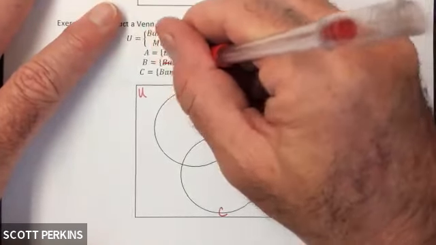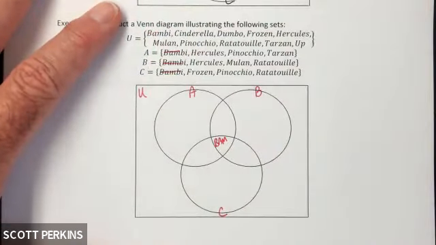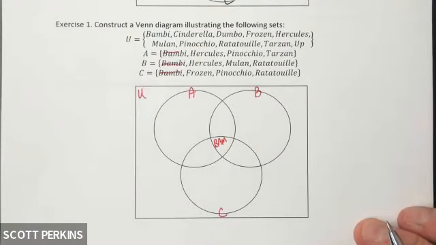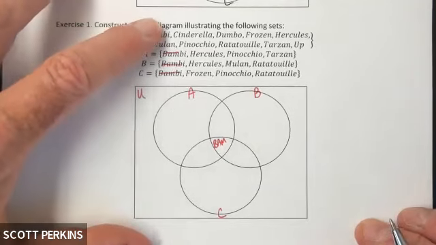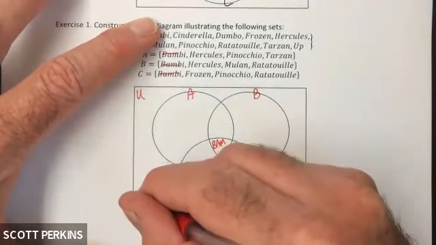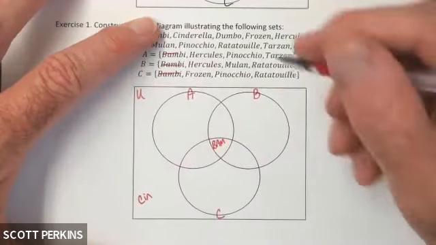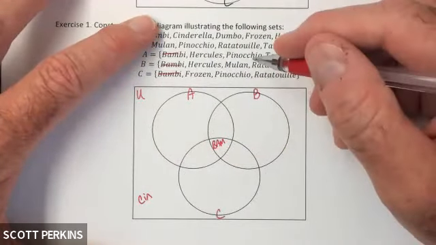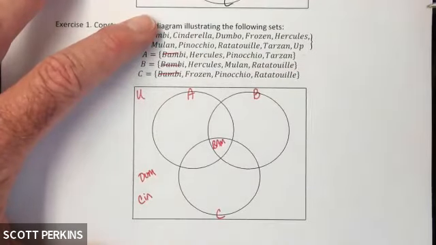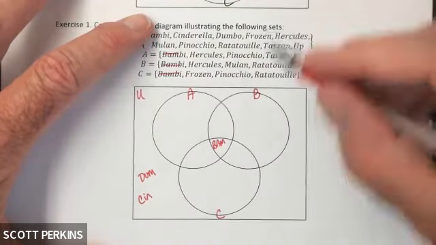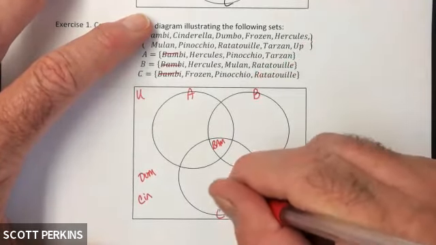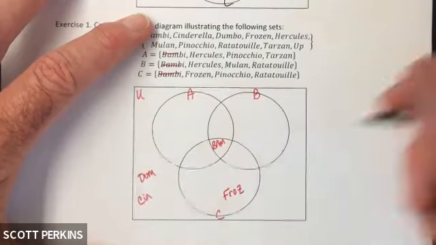My brain has a harder time keeping track of the words than the numbers, so I'm going to cross out Bambi in each of the sets so I can see what's going on. Cinderella is next. Cinderella is not in any of those, so I'm going to put Cinderella out here. Dumbo, again, is not in any of those, so we're going to put Dumbo out here in the box. Frozen I see is only in C, so I'll put Frozen out here.